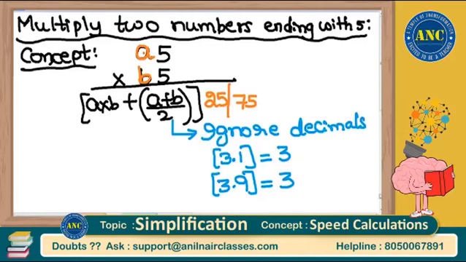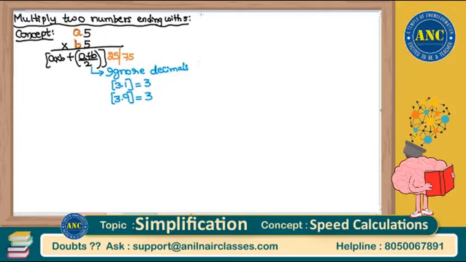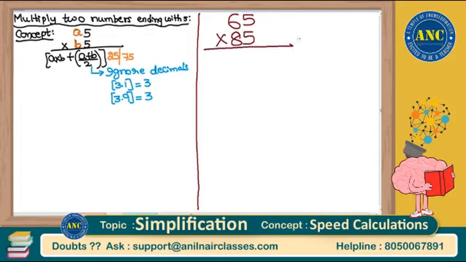Now see here, sir, three examples in this logic. Let me put this screen also. Suppose for example 65 into 85. A value is 6, B value is 8. Even 5 into even 5, last two digits is 25. First write the last two digits. Next, A into B: 6 into 8 is 48. Plus (a plus b) by 2: 6 plus 8 is 14, 14 by 2 is 7. Your final answer is 5525.